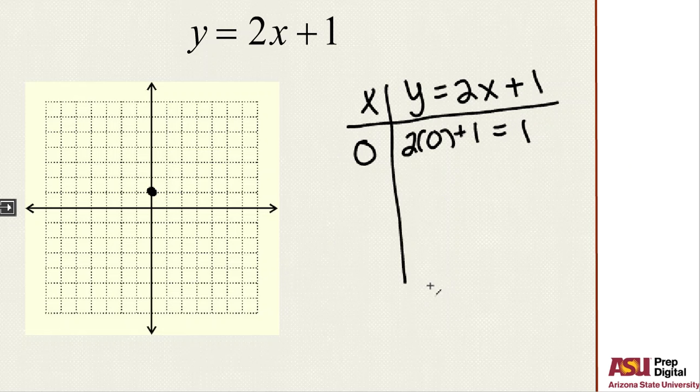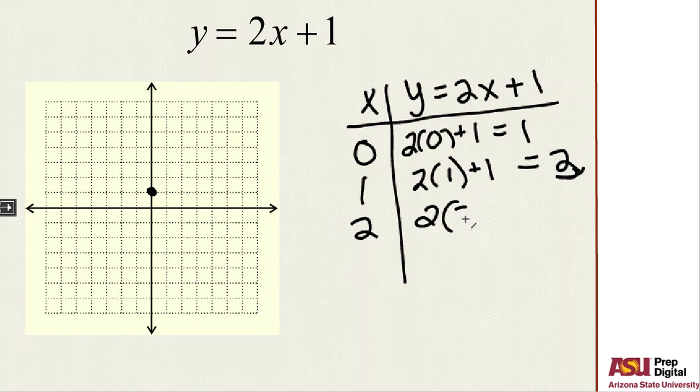But I don't really need to go through the table. So if I continued and put 1, for example, I would get 2 plus 1, which is 3. If I put in 2, I would get 4 plus 1, which is 5. And so I could definitely do a table each time. However, I can actually just use the information here.